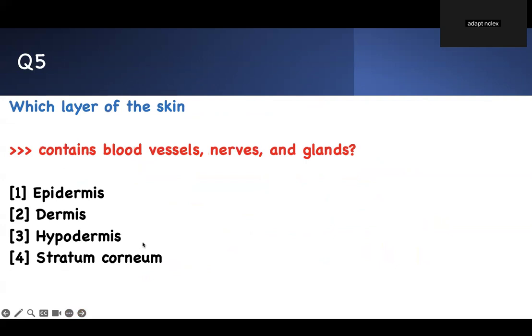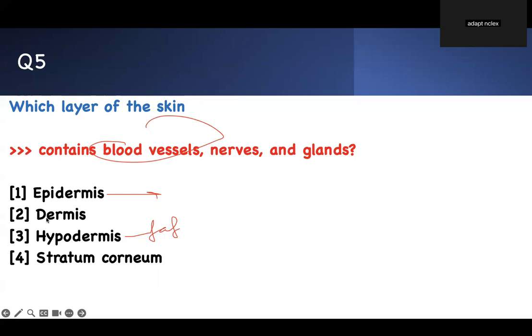Number 5, which layer of the skin contains blood vessels, nerves, and glands? Look at it. They've given you layers of the skin, right? The layers start with the epidermis, which is the upper surface, so there shouldn't be vessels there. When you cut yourself, it has to go deep before you bleed. Therefore, no blood vessel there. Hypodermis is below the epidermis. Mostly there's fat. Before you bleed, it has to go through the fat tissue to get into the dermis.